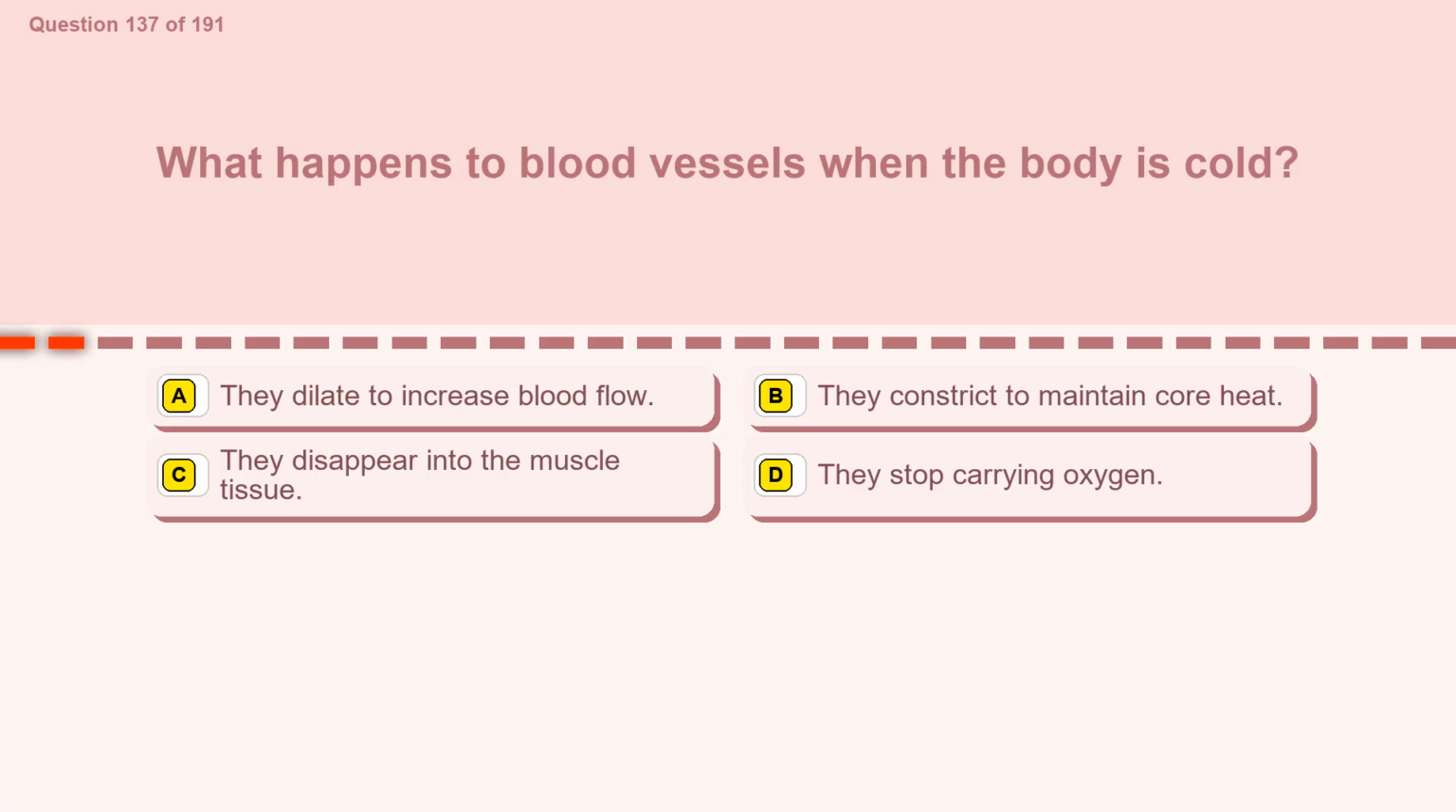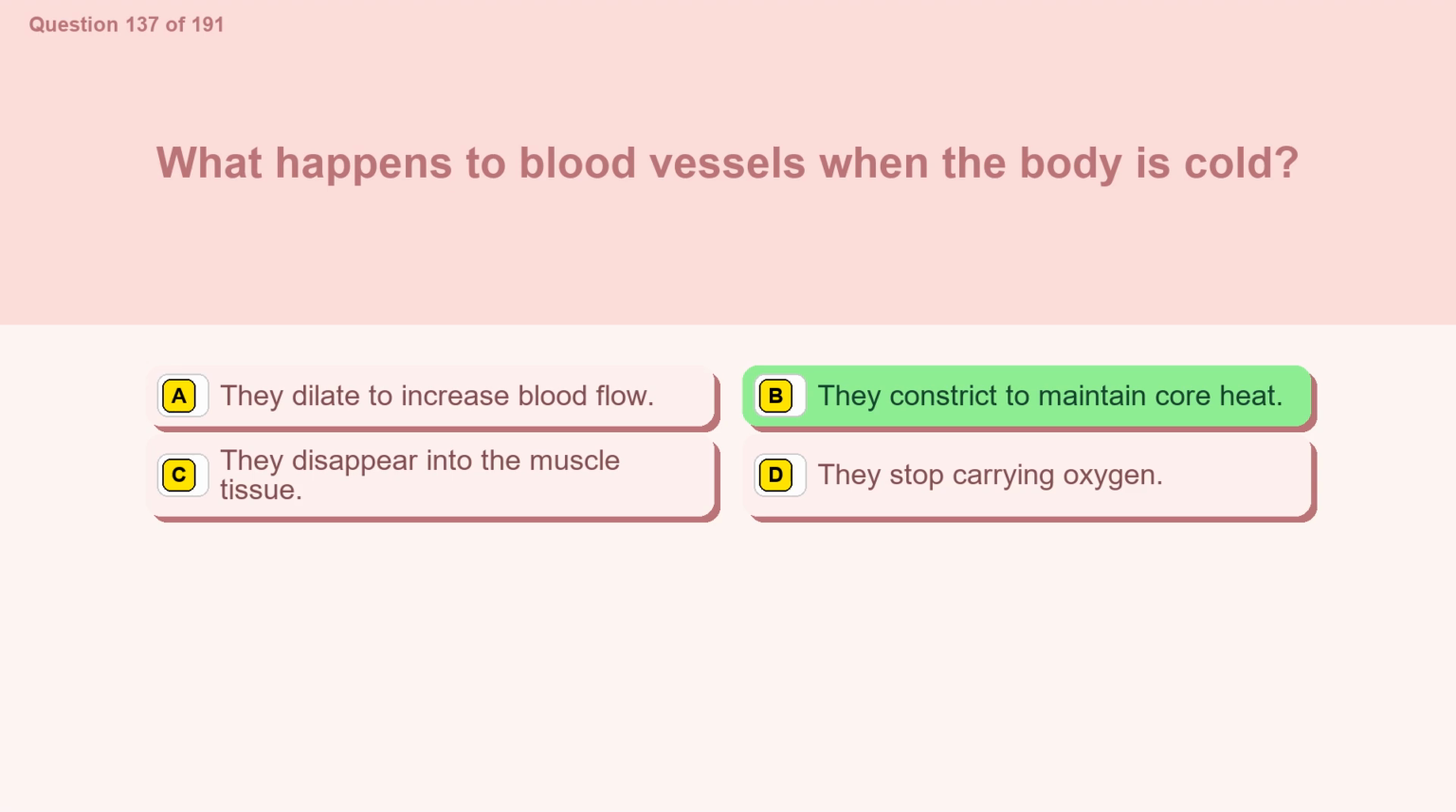Question 137. What happens to blood vessels when the body is cold? Option A, they dilate to increase blood flow. Option B, they constrict to maintain core heat. Option C, they disappear into the muscle tissue. Option D, they stop carrying oxygen.